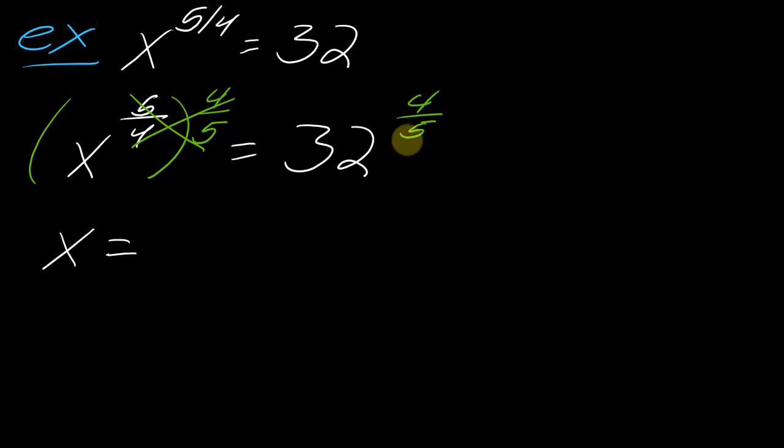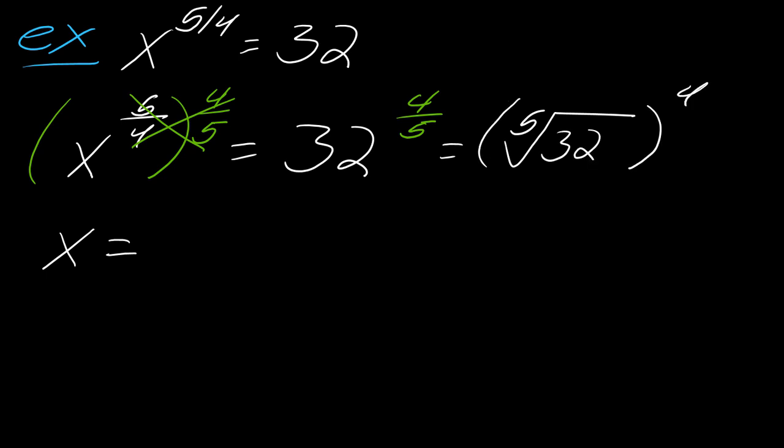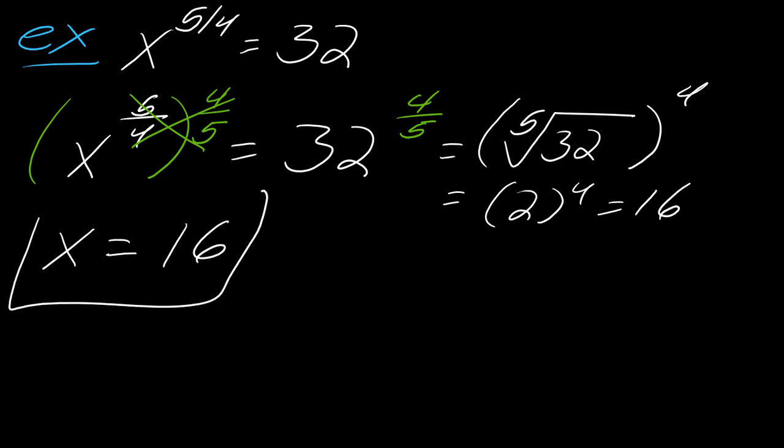And then what do I do with the rational exponent here? The way that we think about this is we can take the denominator and rewrite that as a root. The standard way that we approach this is we first take the root, so the fifth root of 32 is 2, and then we use the top part of the exponent. So this would then become 2 to the 4th, which equals 16. So x in this case would just equal 16.